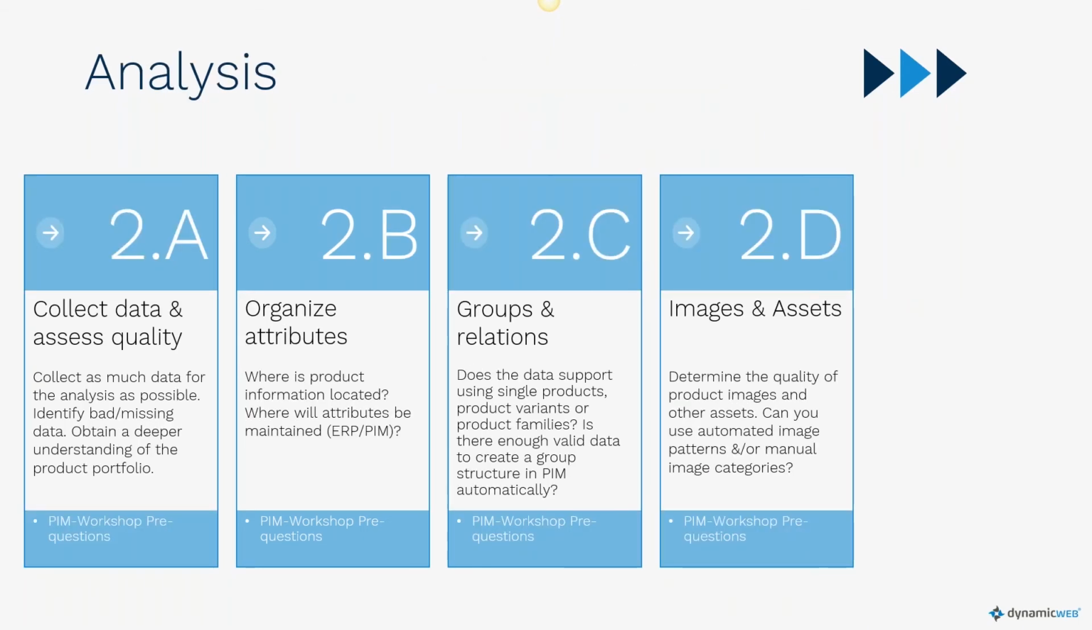So 2A is about collecting data and basically obtaining a deeper understanding of the product portfolio. 2B is about already starting to organize the attributes that we have available, so get an overview of where the attributes are currently being maintained and where they should be maintained in the future.